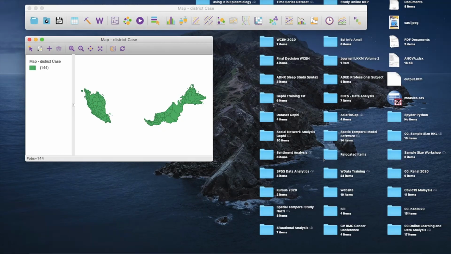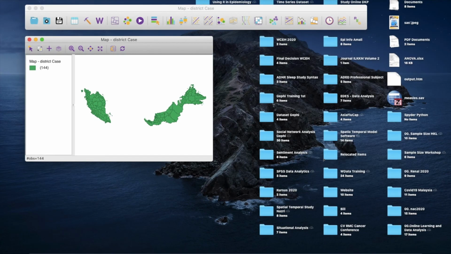Using GeoDa, as you can see in my previous video, we already talked about how you can analyze the data for local Moran's I to identify the spatial correlation.